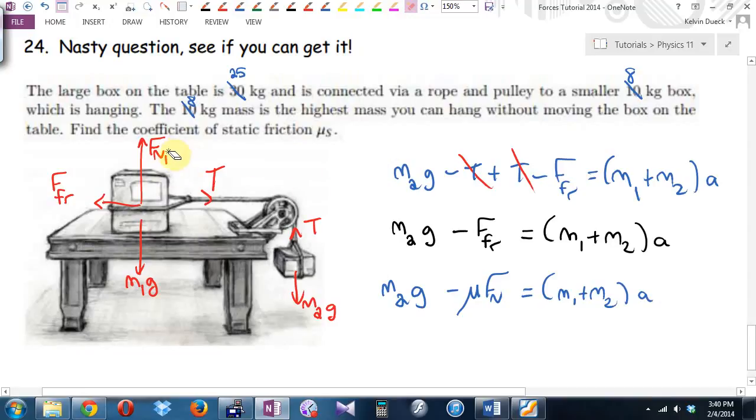See the normal force? M1. Yes? Shouldn't be guessing here. Do these not have to be the same, right? There is no normal force here. Right, right, right? So I can say this. Drop that down. Mu.